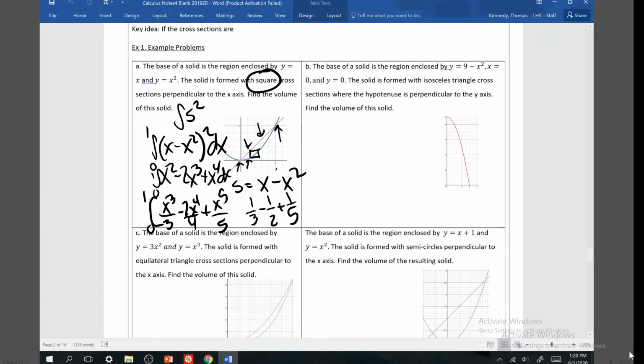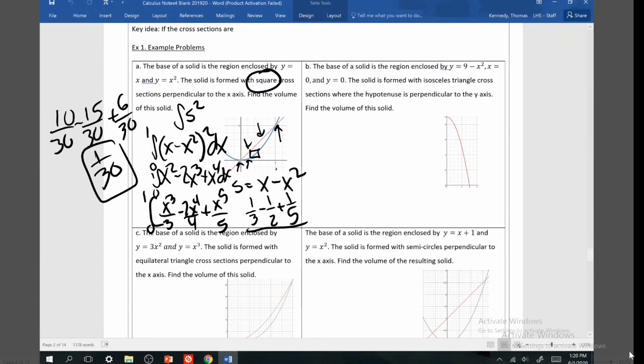So that's not very big, because 1/3 is like 0.333, 1/5 is 0.2, and if we subtract a half from 0.533, we get 0.0333, which is tiny, or like 1/30th, which we could also get by converting these all to a bottom of 30, and we get 10 over 30 minus 15 over 30 plus 6 over 30, which is 1 over 30. So that's a tiny volume. So this shape that's created by putting squares up for the difference between x and x squared is not a very big shape. It's pretty tiny, and its volume is 1/30th.